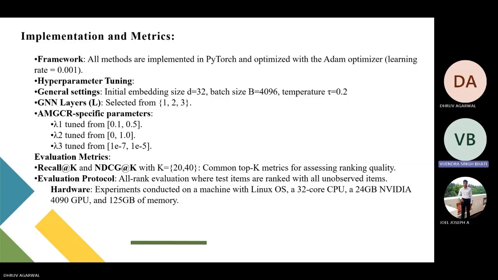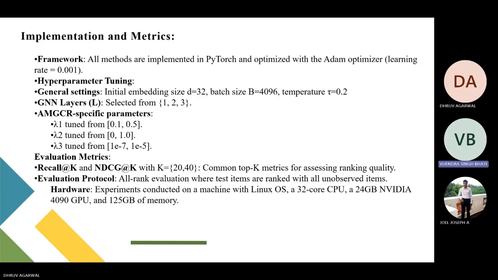Coming on to implementation metrics, our experimental setup involves implementing in PyTorch, optimized with the Adam optimizer, which had a learning rate of 0.001. The hyperparameter settings were as follows. Embedding size was D equals 2, batch size was 4096, and temperature was 0.2. GNN layers L were selected from 1 to 3.